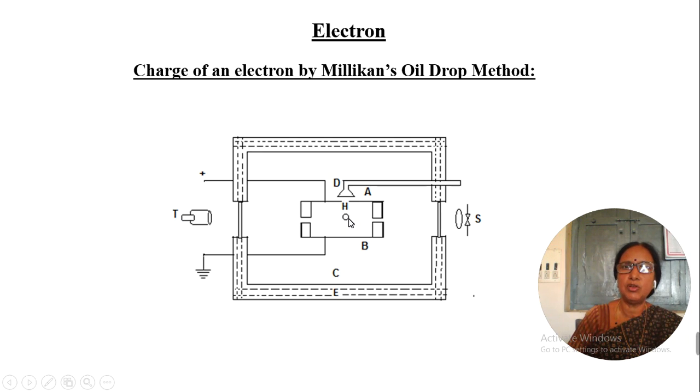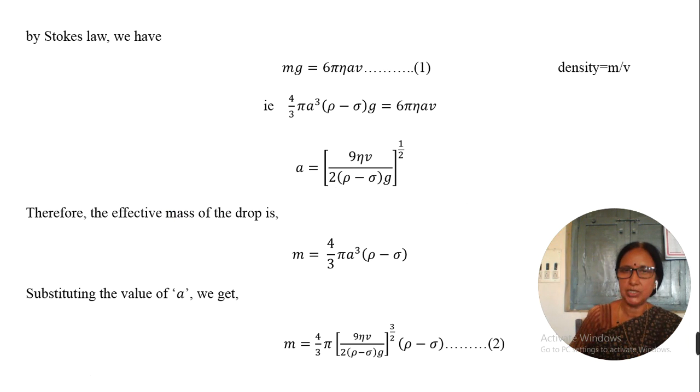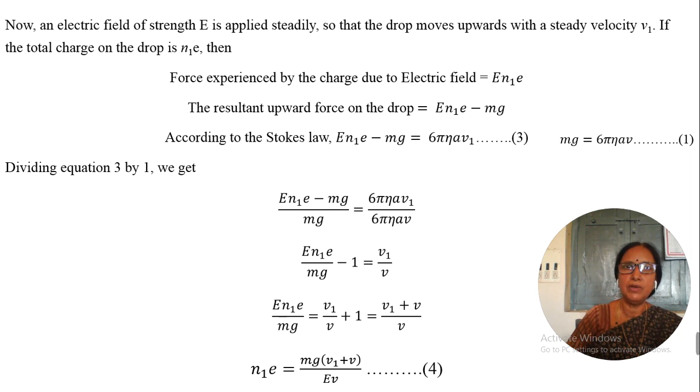Then the total charge is given by n2 e. Performing the calculation in the same manner, wherever n1 is there we replace it with n2, and wherever v1 is there we replace it with v2.